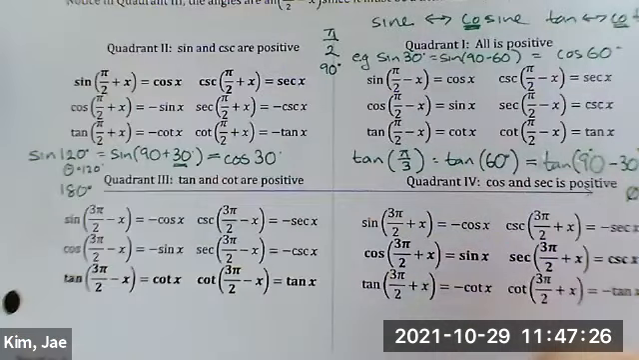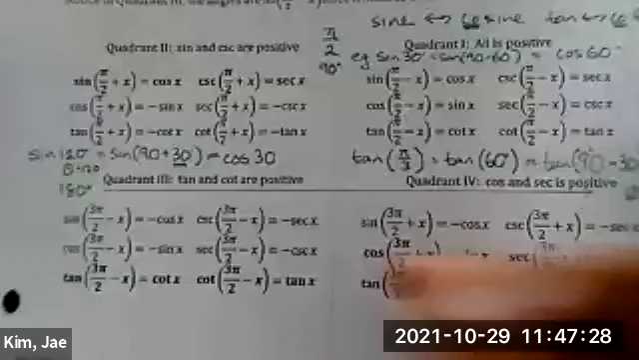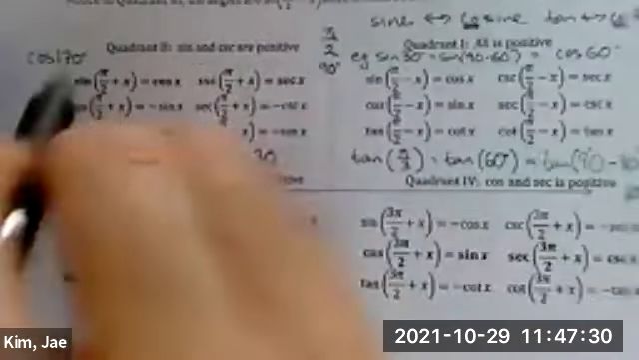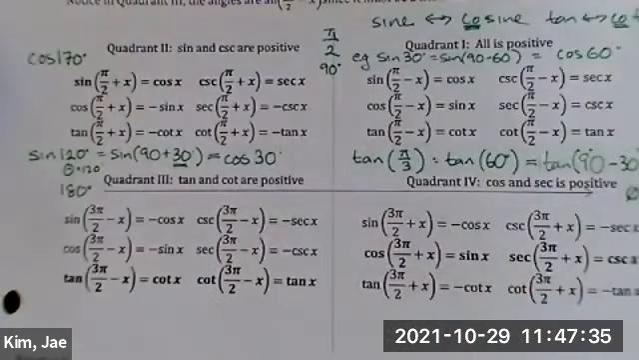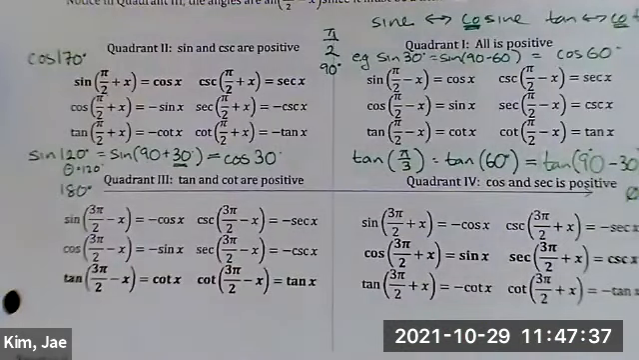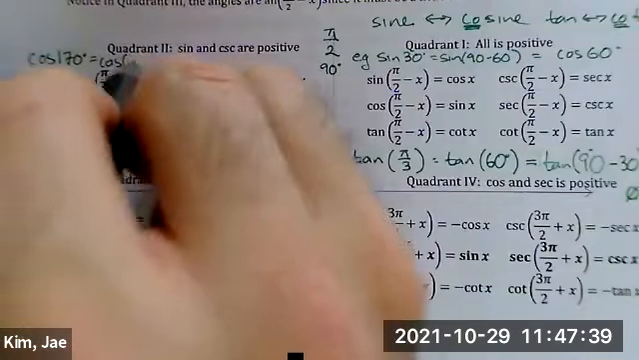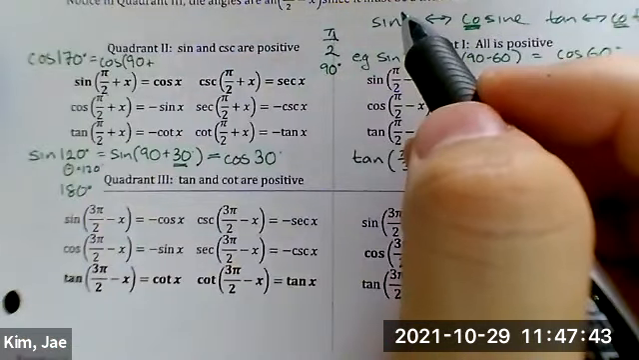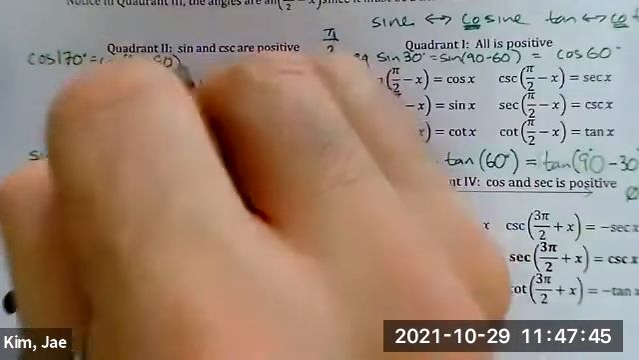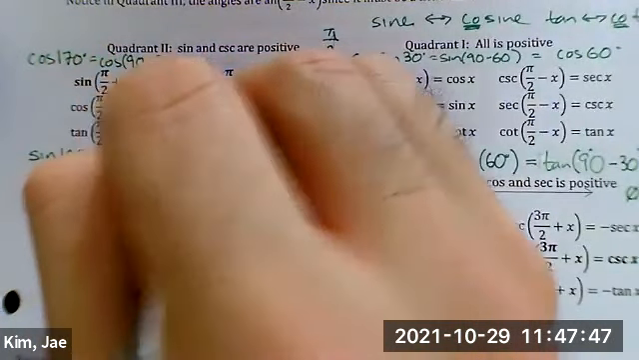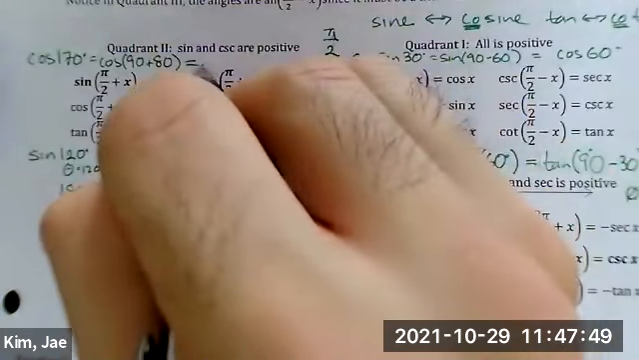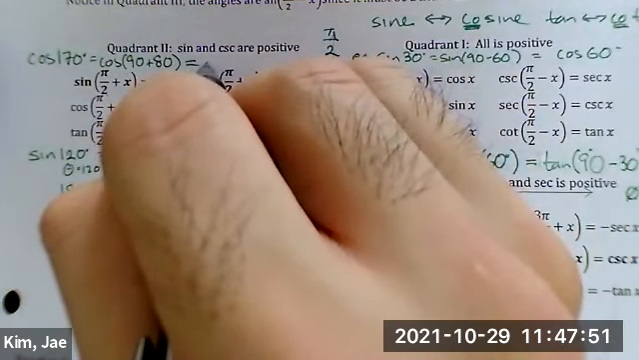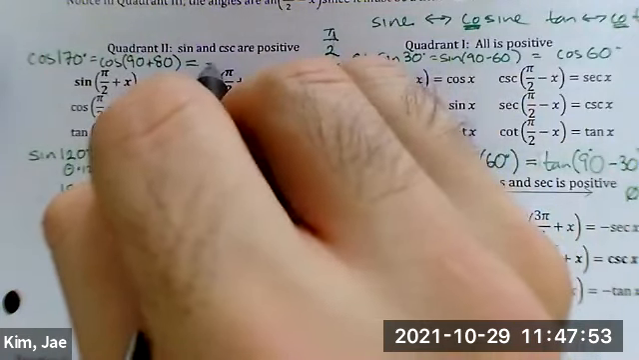If we do cosine of 170 degrees, you know that it's between 90 and 180. It's a quadrant 2 angle. And I'm going to rewrite this as cosine of 90 plus 80. This is going to be the same as a negative sign. So write this down and let me try to explain.